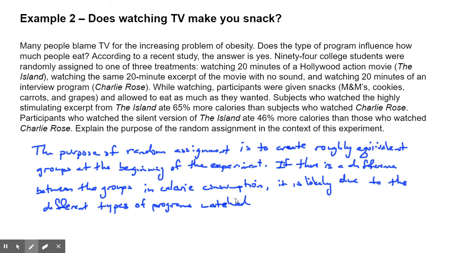Okay. So again, the first sentence is memorized. That's the definition, the idea. And then if there's a difference between the groups in calorie consumption, so again, stating that, the Y, the calorie consumption, it is likely due to the types of programs, which would be your X. Good. All right. So that's objective 2. Objective 3 is coming up.